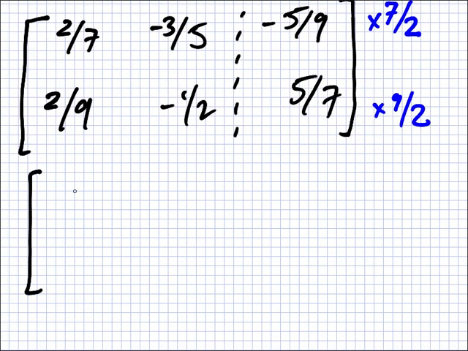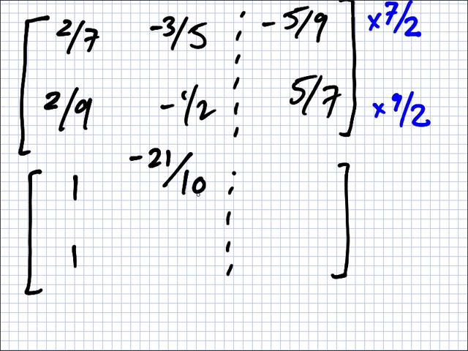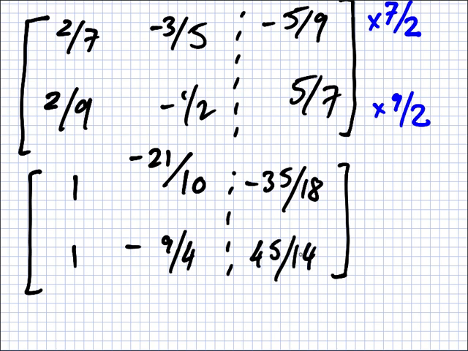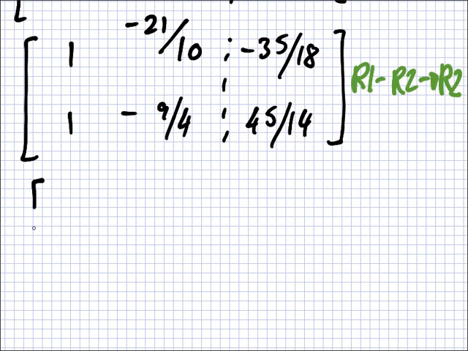So I know that I'll already have 1 and 1 here for sure. And then this one here would become minus 21 over 10, I think. And this one would be 35 over 18. And this one here would be minus 9 over 4. And this one would be 45 over 14. Right? So we'll do row 1 minus row 2, putting the result on row 2. Now we'll need our calculators for sure. I know the first one's staying the same.